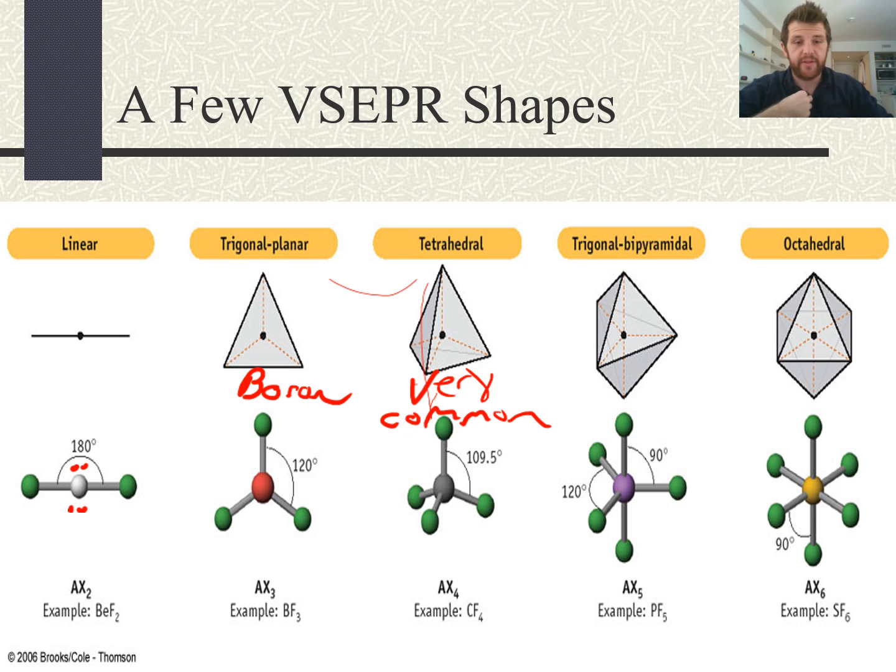Trigonal planar, this is going to be pretty rare actually. This is mostly just boron, but you might see it with some other things as well. I just wanted you to be aware of it. Tetrahedral, this is very common. Incredibly common. Trigonal bipyramidal and octahedral and all sorts of the other ones are rarer, but you're going to have to know them and understand them. Once again, I have models for this, so you'll be able to see these and manipulate them within 3 dimensions as well.